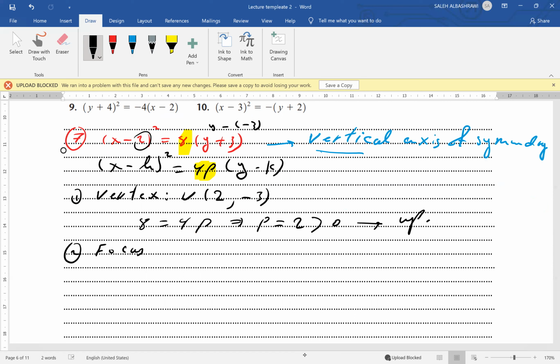Focus F is given by, it is h, because this is up, it is k plus p. This is h, k plus p, which is equal to 2. And we have minus 3, this is k, plus p, which is 2. We will have 2 and minus 1. So the focus point is 2 and minus 1.